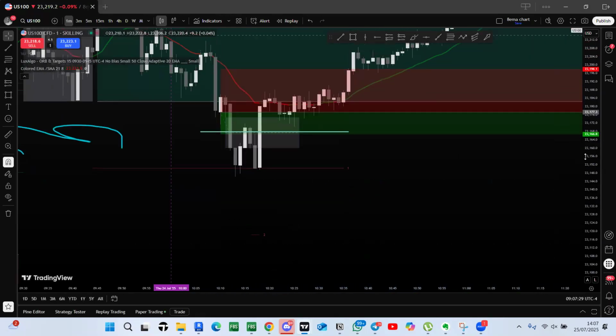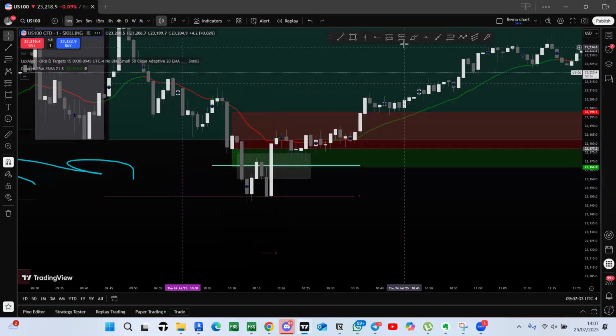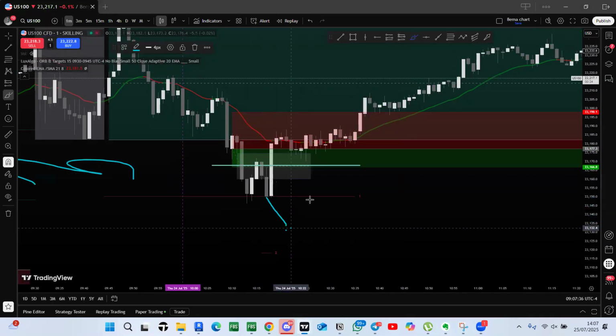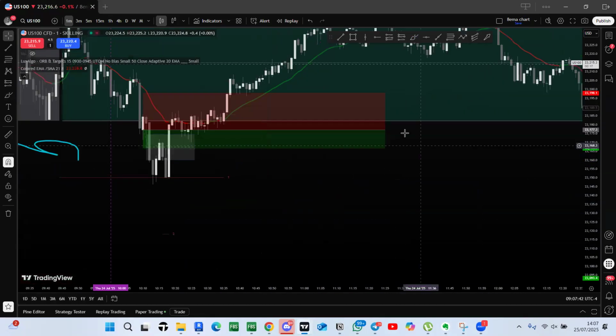But this is how I would have managed the trade in case it started going down like that. Okay, so that's basically how you enter. How you manage the trade depends on you, really.